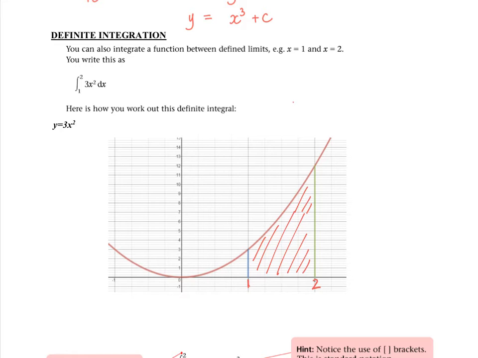Now how can we do that? Well, we can calculate the area from 0 to 2 and then subtract the area from 0 to 1. So this is called the upper limit, and then you minus the lower limit and it gives you the area in between. So this one is the lower limit, and this one here is the upper limit. And by substituting these values in, we can actually find out the area under a curve.